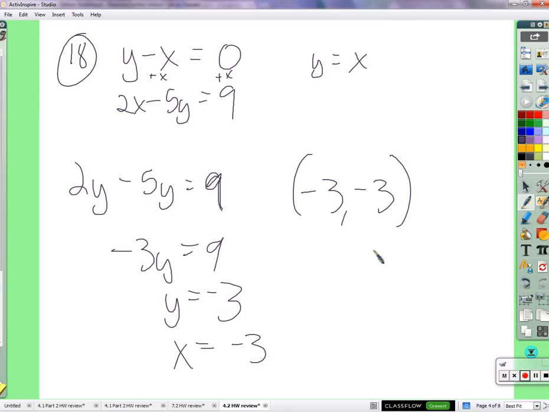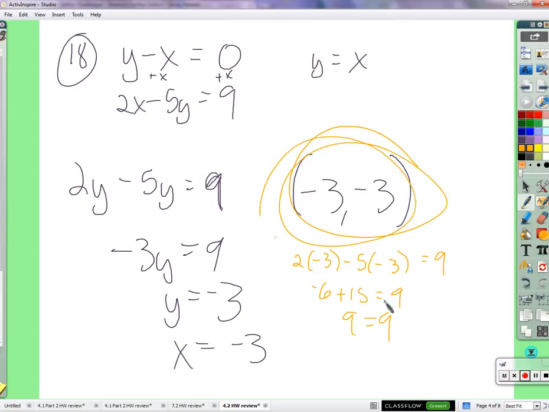If you did your homework and you came and checked your work and got half of them wrong, then you should make it a habit to check your answers. Make sure you double check your answer. Obviously, these two work in this equation, right? Negative 3 equals negative 3. Let's double check it in this second equation. 2 times negative 3 minus 5 times negative 3 needs to be equal to 9. Negative 6 plus 15. Does that equal 9? 15 minus 6 is 9. Yeah, so it's true. We did find the correct solution, negative 3, negative 3.